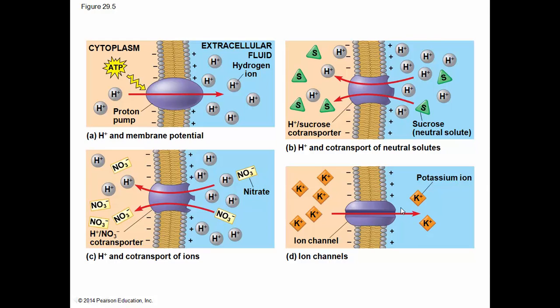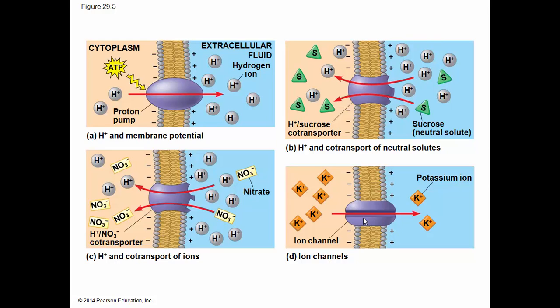Okay, another way to build up that positive charge on the outside of the cell membrane is with an ion channel. Plant ion channels open and close in response to voltage, stretching of the membrane, and chemical factors. When open, ion channels allow specific ions to diffuse across membranes.